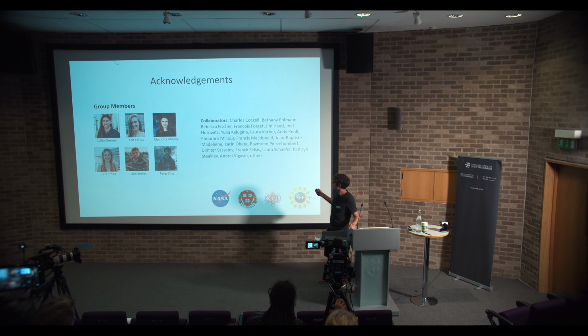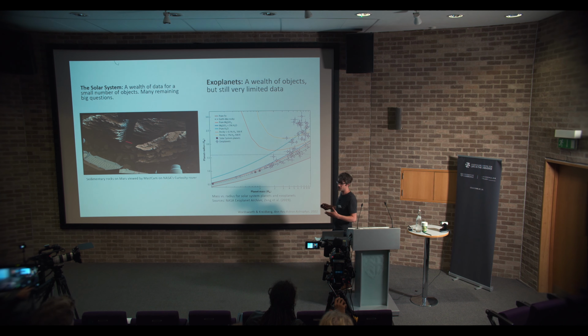And so I want to begin by acknowledging the contributions to this work, both from past collaborators and also from my current group members. You can approach a talk about solar system science in many different ways, but really I want to start with my overriding view of it, and that is that the way I see the current situation with planetary science is that we have the solar system, where we have a wealth of data for a really quite small number of objects.